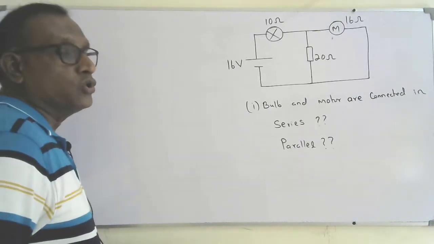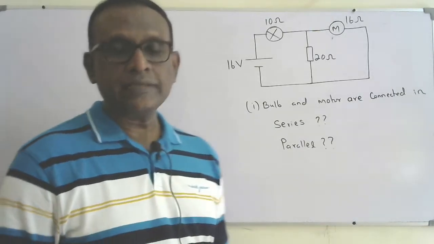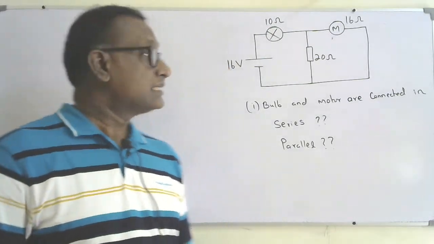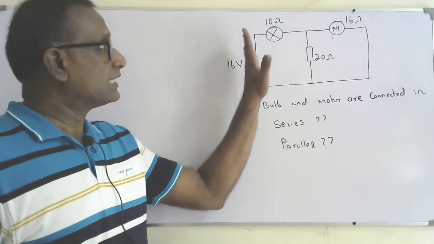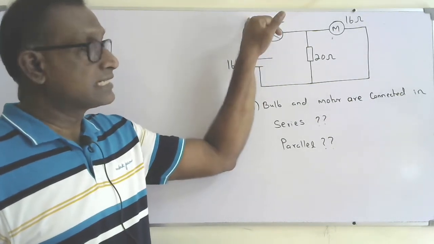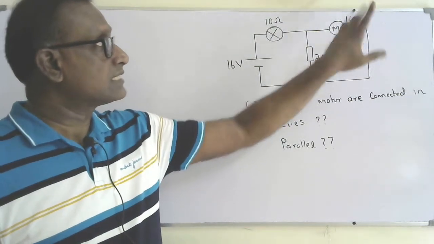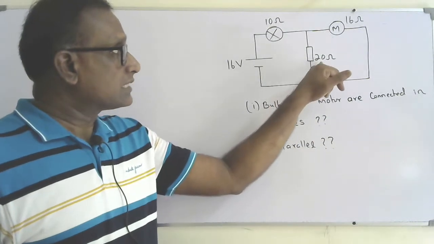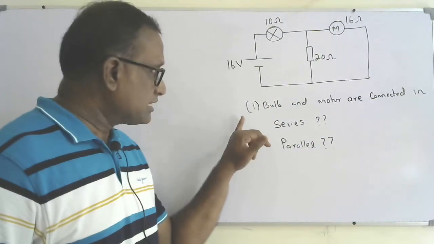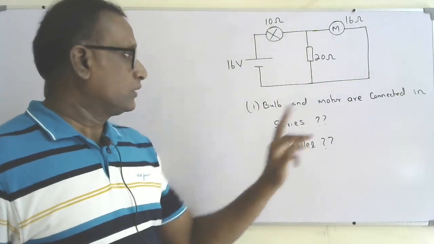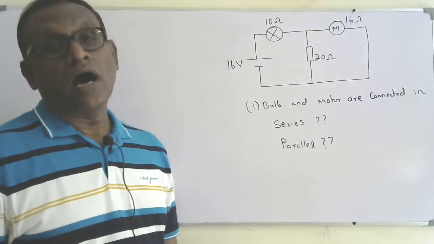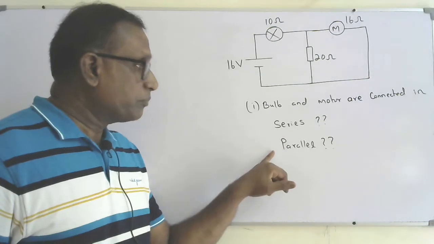Okay, we'll do a simple question again. This is a simple circuit: a power supply which has EMF 16 volt is connected to a bulb of resistance 10 ohm, a motor of resistance 16 ohm, and a resistor of 20 ohms. So the first part: how are the bulb and the motor connected, in series or parallel?